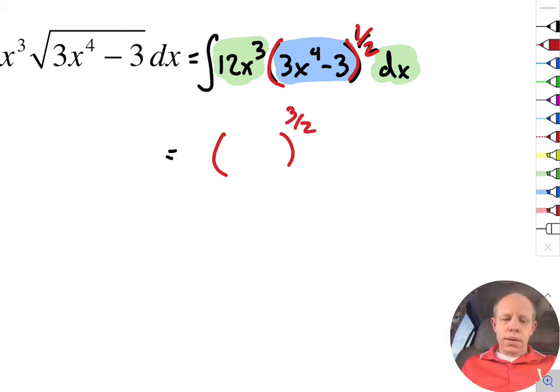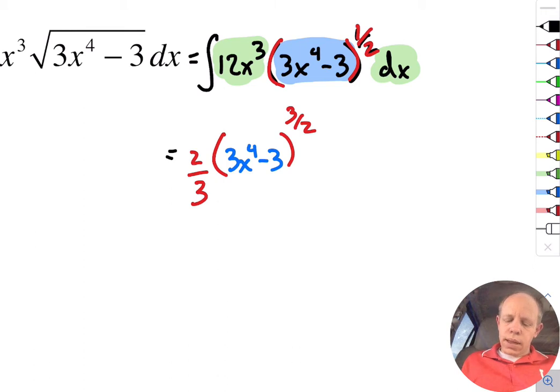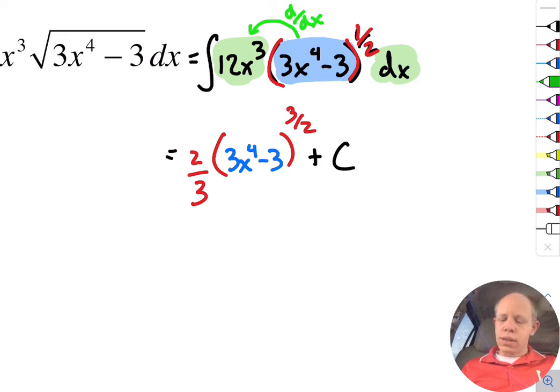Now we can divide by 3/2, probably easier if we just multiply by 2/3. And then we're going to keep that inner function the same, 3x to the 4th minus 3, and add our constant of integration. Okay? So again, you just have to find that inner function. You just have to verify that, yes, indeed, that is the derivative of the inner function, and then you can just integrate the outer function at the inner function. All right, so do we need to clean anything up here? Nope, this looks pretty good to me.